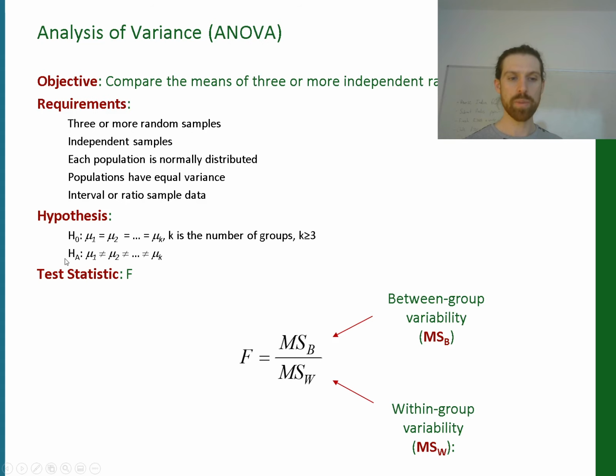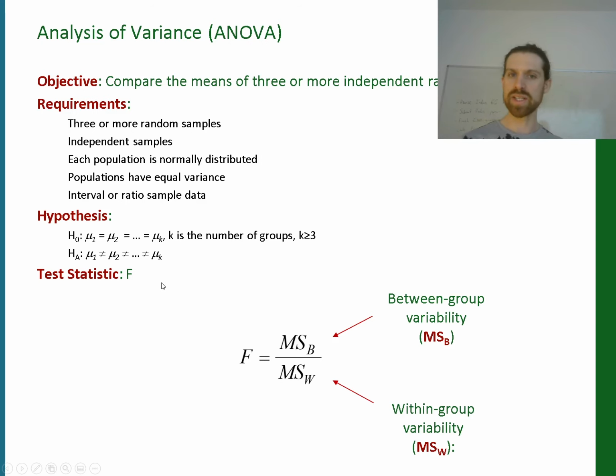For the alternative hypothesis, what we're basically saying, if they're drawn from different populations, is that we would expect the mean of the first sample, mu1, does not equal the mean of the second sample, mu2, and so forth, all the way through the different sample groups that we have, okay?